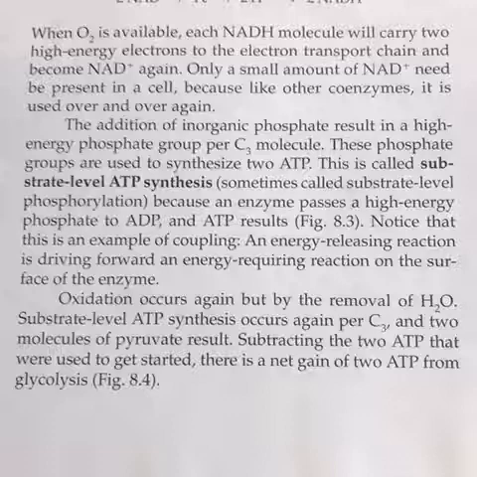The addition of inorganic phosphate results in a high-energy phosphate group per C3 molecule. These phosphate groups are used to synthesize 2 ATP. This is called substrate-level ATP synthesis, sometimes called substrate-level phosphorylation, because as an enzyme passes a high-energy phosphate to ADP, an ATP results. Notice that this is an example of coupling. An energy-releasing reaction is driving forward an energy-requiring reaction on the surface of the enzyme.